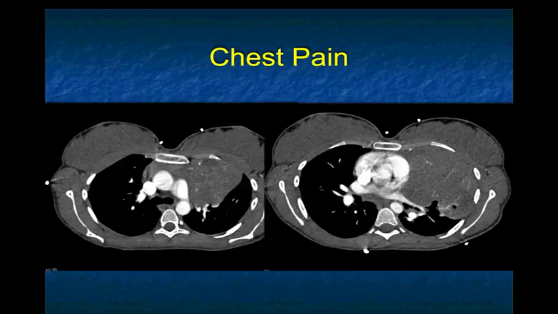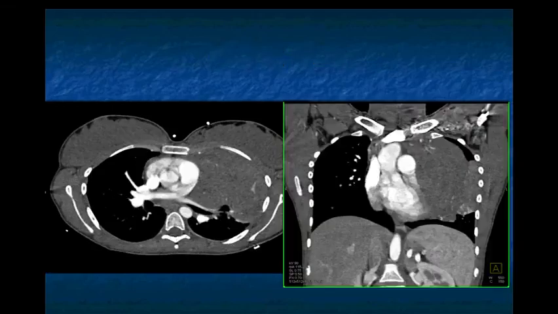Okay, patient has chest pain. What do we see? There's a large mediastinal mass. It's eccentric, to the left of midline, and it really tracks downward. It looks like it may extend into the patient's chest wall. You can see the extent of this on the axial and the coronal display. So what could this be?